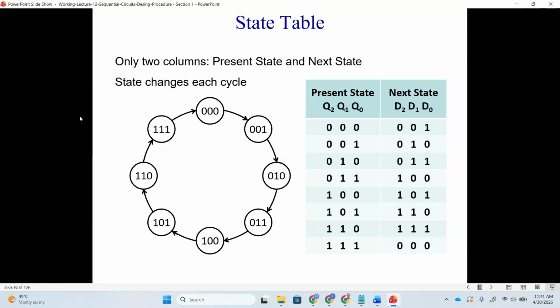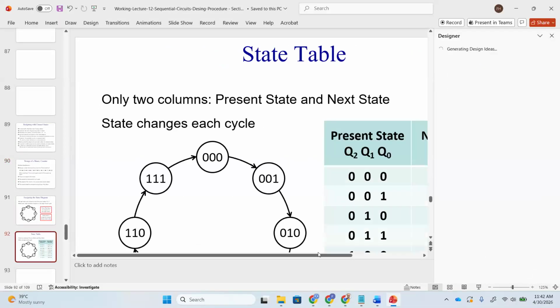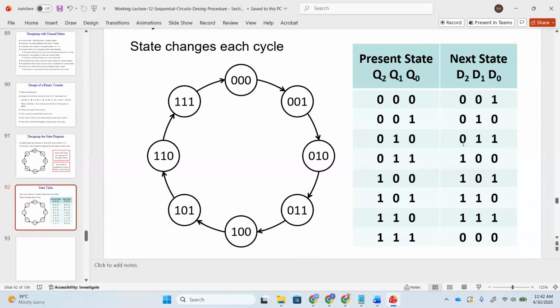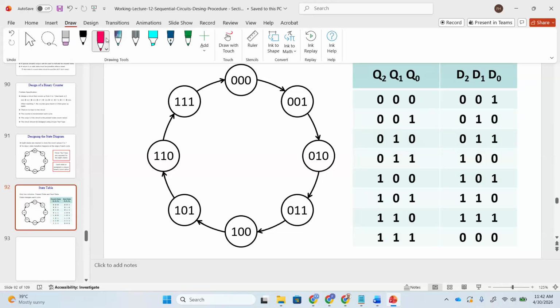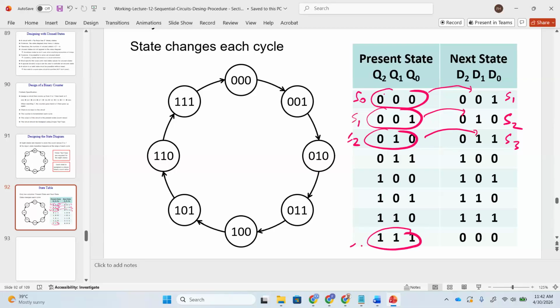You got it or not got it? Any question? Clear or not clear? Clear. Now if you look at here, this is very simple to draw. If my current state is S0, my next state is S1. If my current state is S1, my next state is S2. If my current state is S2, my next state is S3. And if my current state is S7, my next state becomes S0 back. Any question? This is clear or not clear?